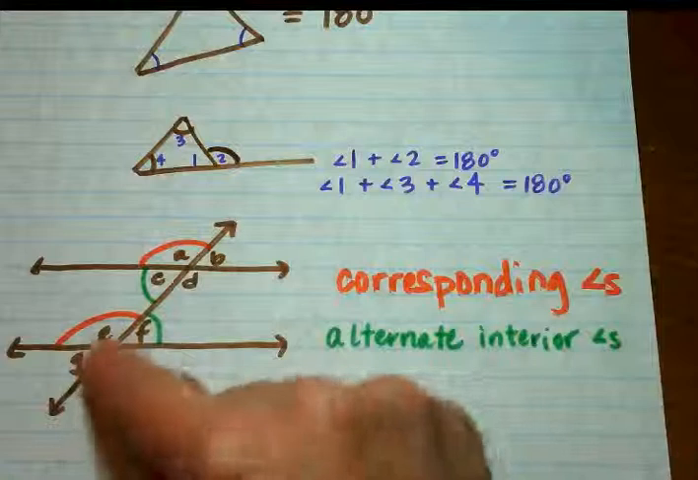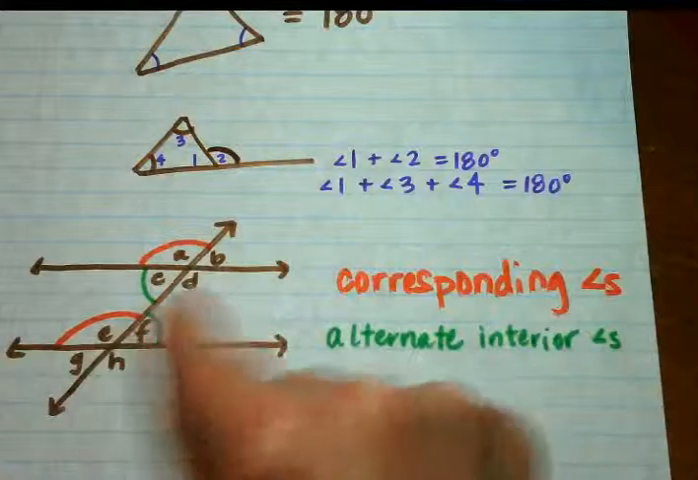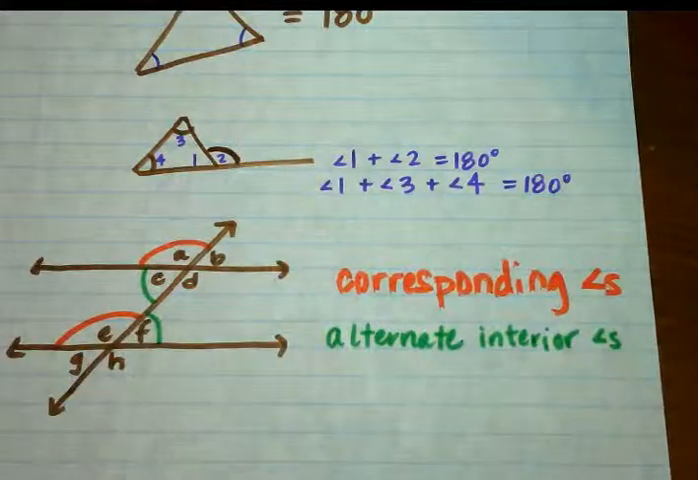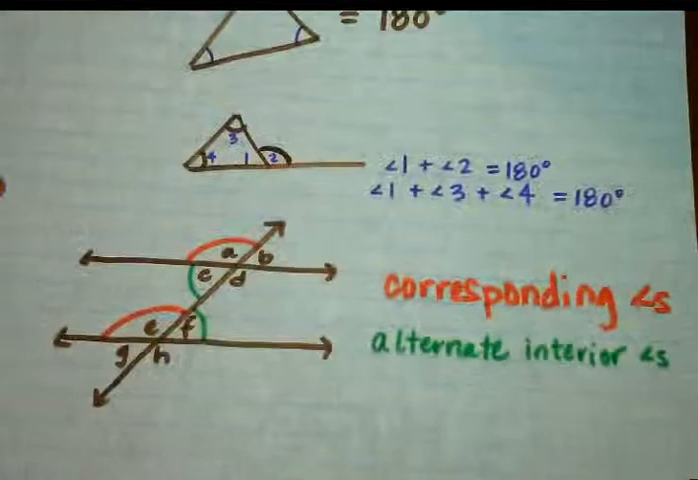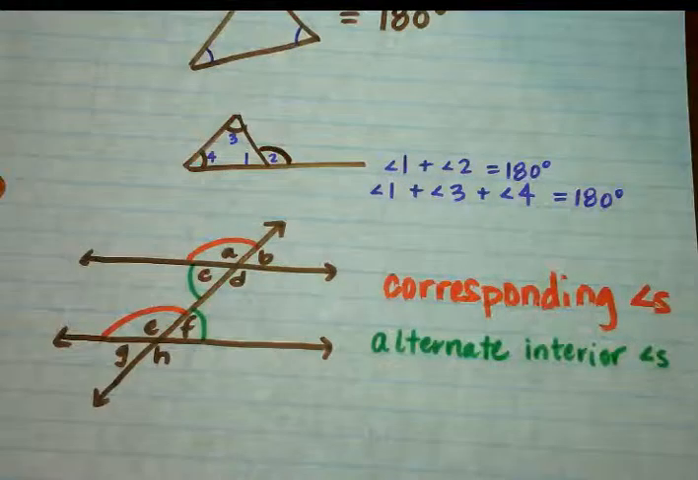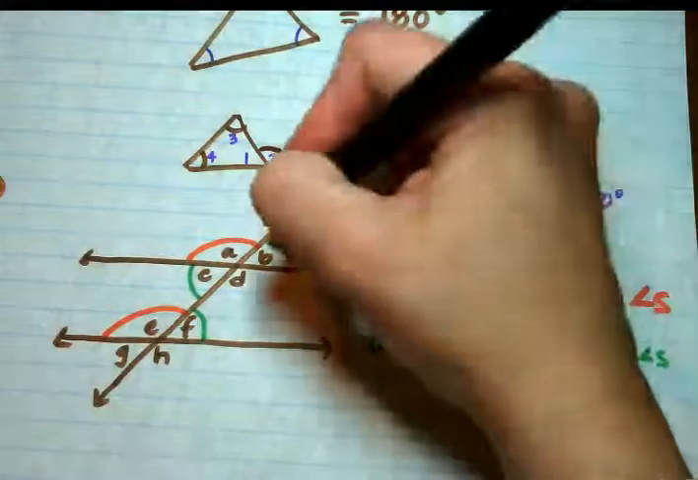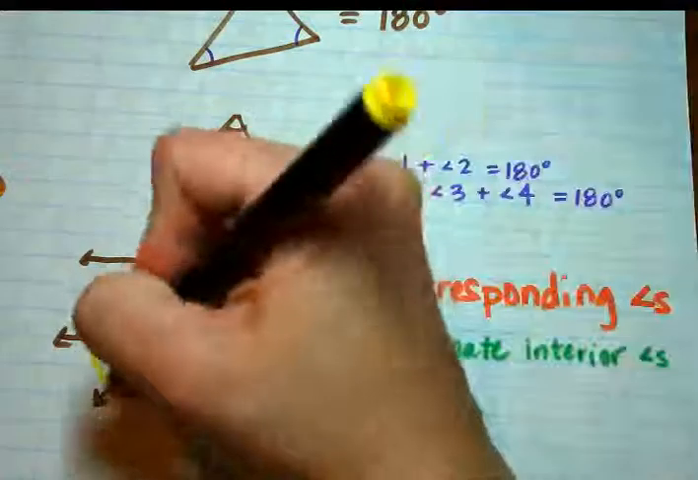And same thing with E and D. Those are also alternate interior angles. So you can probably guess what's next, and that is alternate exterior angles. So an example would be B and G.